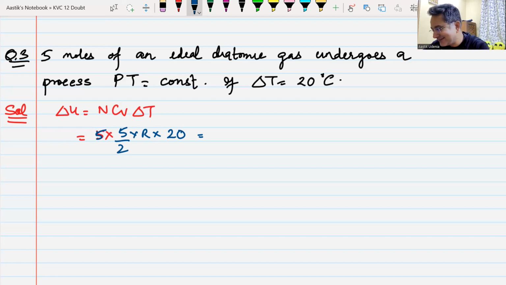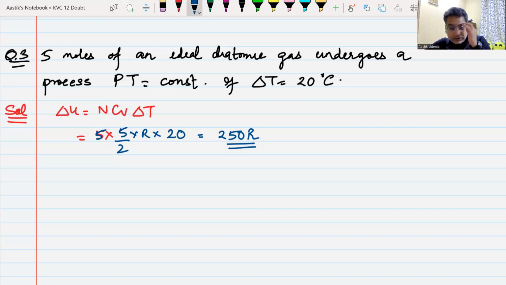5 by 2 R it is. So it is 250 R. 7 by 2 is CP, not CV.